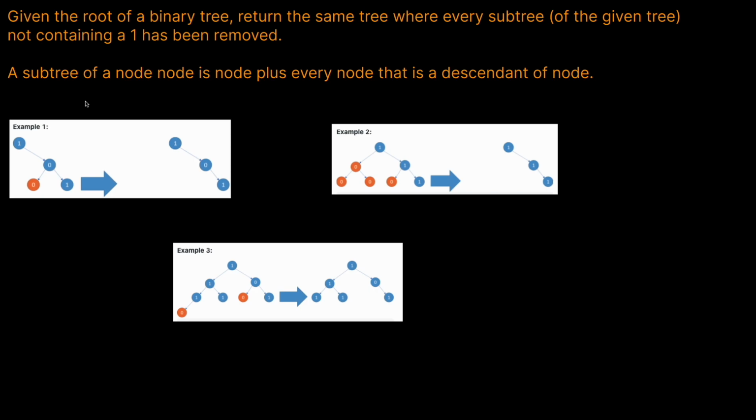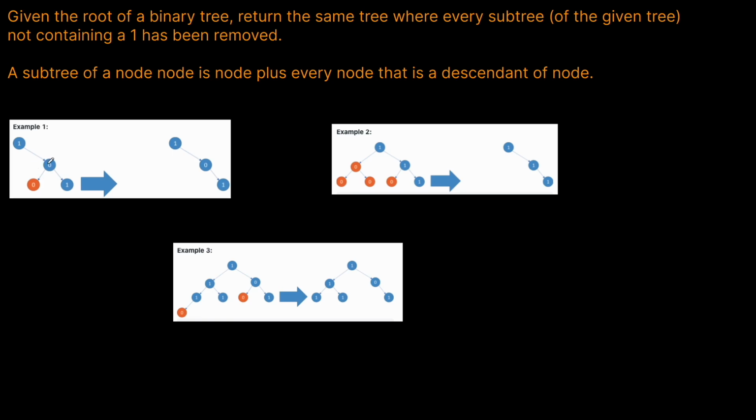Anyway, let's look at some examples because Leetcode's problem statements are generally pretty bad. So if we look at this tree here, we start at the root here, and can we remove this node 1? No, because somewhere in its children, there is a node with a 1. So therefore we can't remove this node 1.